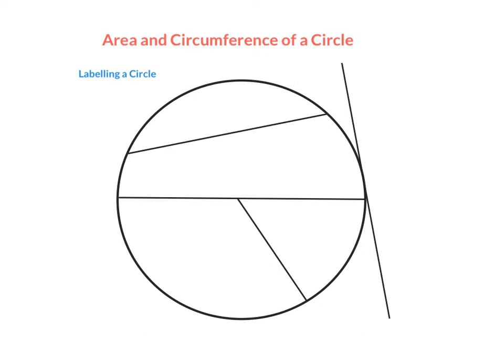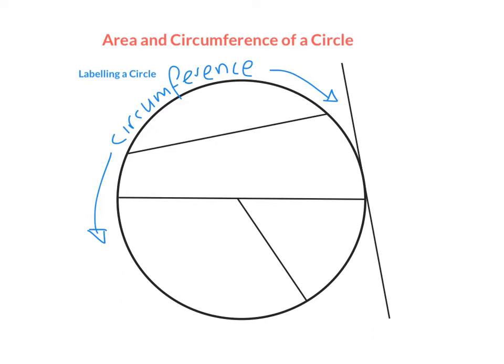Okay. I'm going to start off by saying that the distance the whole way around the outside of the circle is called the circumference. Okay, so the whole way around, like so.